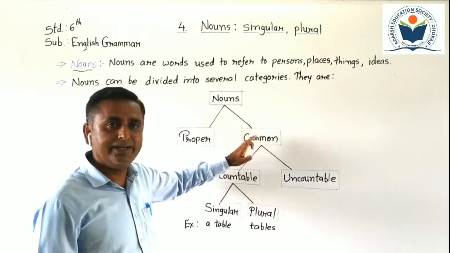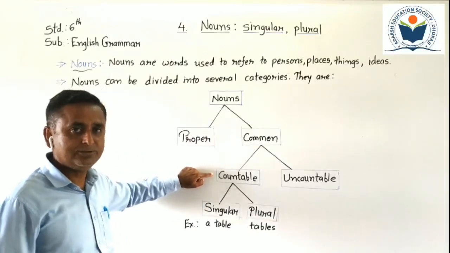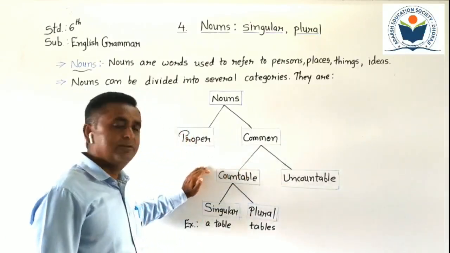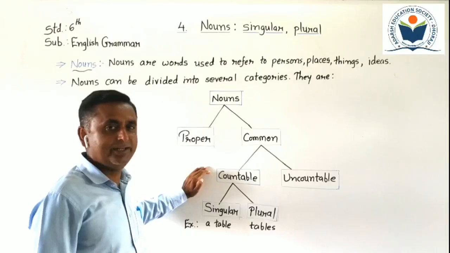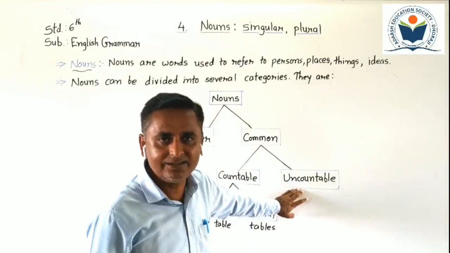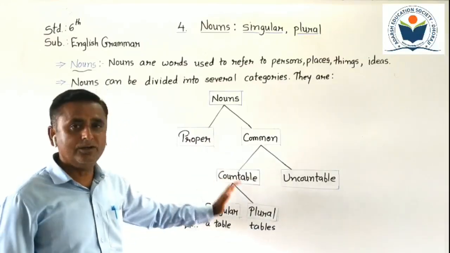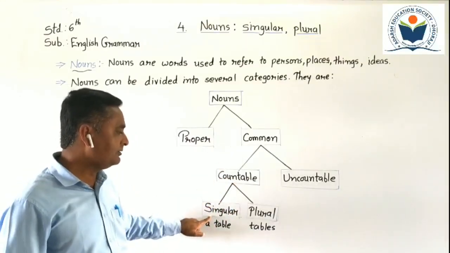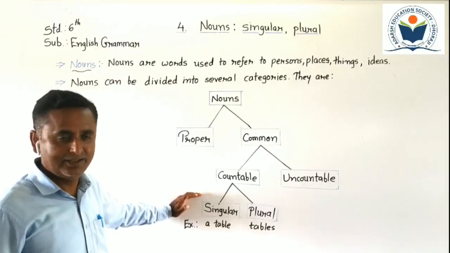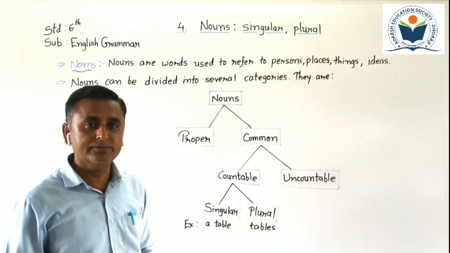Common noun can be divided into two categories. First one is countable nouns. Second one, uncountable nouns. Countable nouns we can count. It is known as a countable noun. We cannot count, it is known as an uncountable noun. Countable nouns have two other types: singular noun and plural noun. Singular noun means a single thing, and plural noun means more than one thing. It is known as a plural.